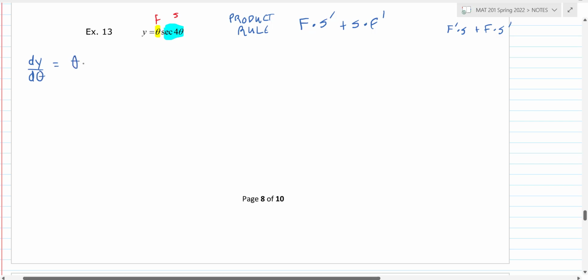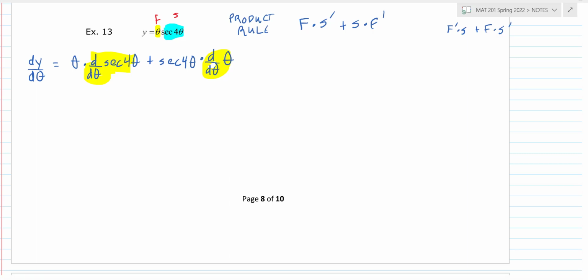So we write the first, then we're going to multiply by the derivative with respect to theta of secant 4 theta, plus, now I'm going to do it backwards, I write down the second, and then I'm going to multiply by the derivative of the first. Okay, so we've got to do these two derivatives. One of them has a chain rule on it as we do that then. Okay, so this is the chain rule.